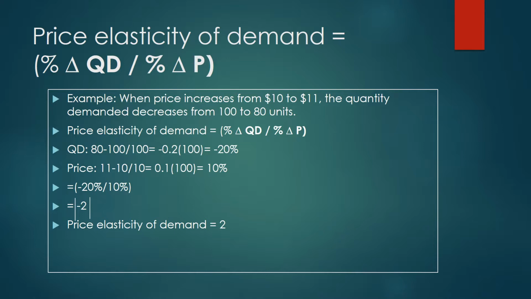We do the same thing for price. Final minus initial over initial. So we went from $10 to $11. So it is 11 minus 10 divided by 10. That equals 1/10.